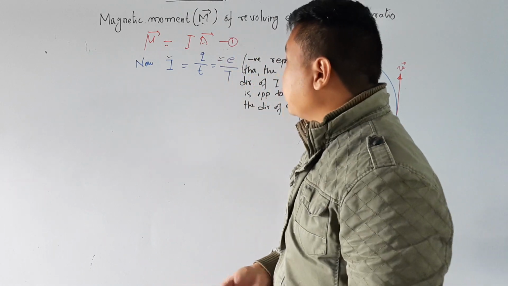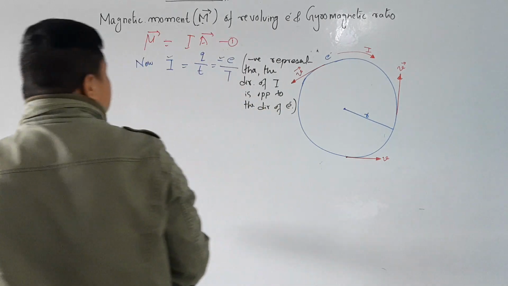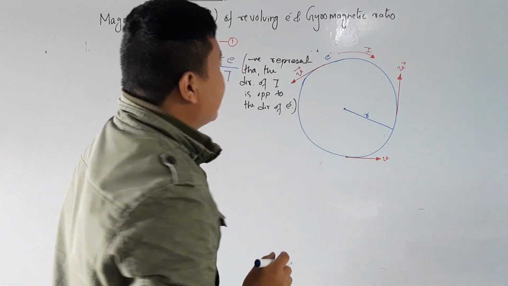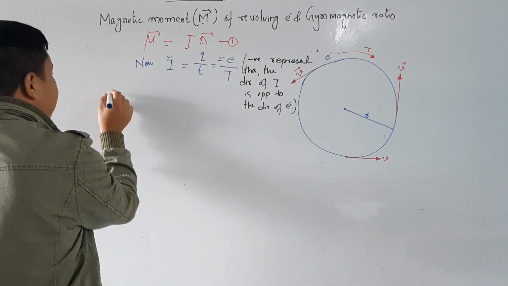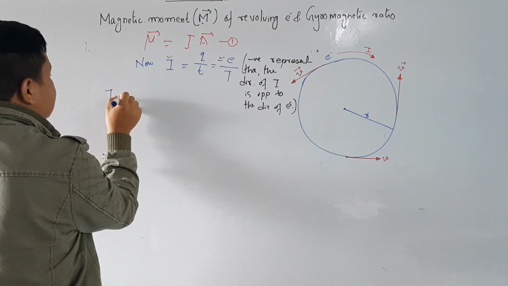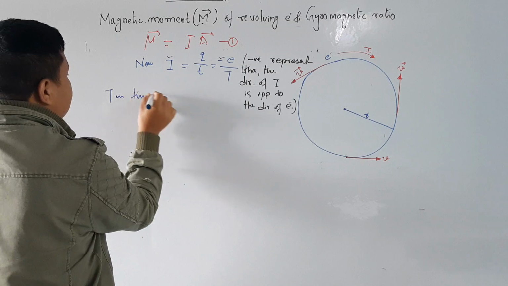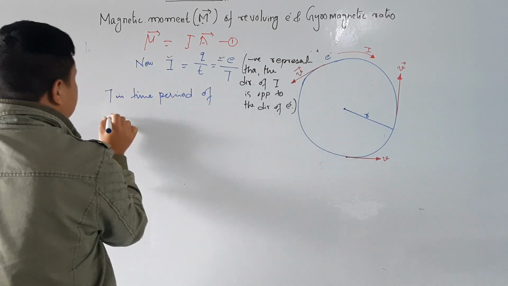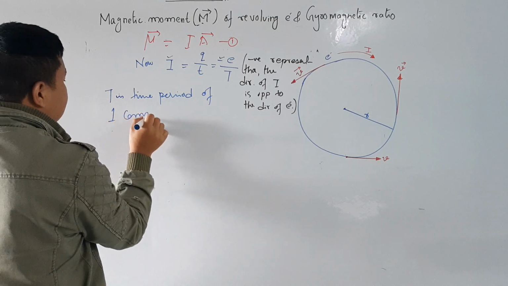Okay, now what I can write is, we got e, and what is T? T is the time period of one complete cycle.